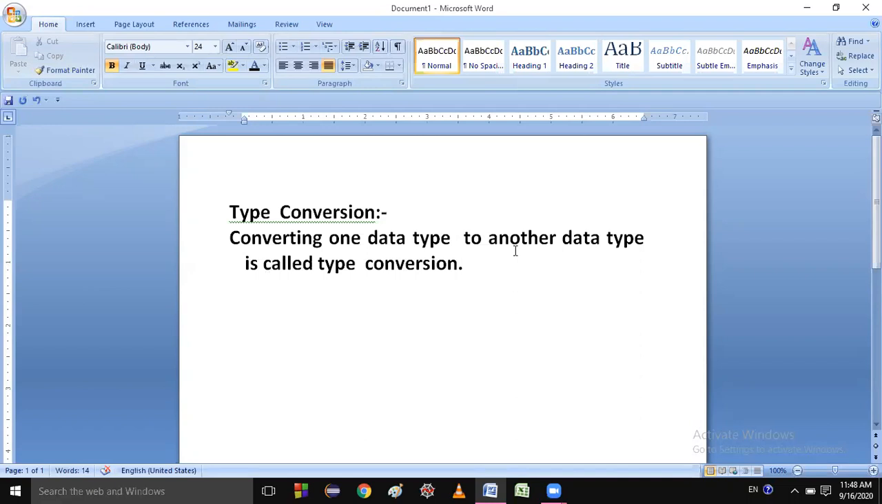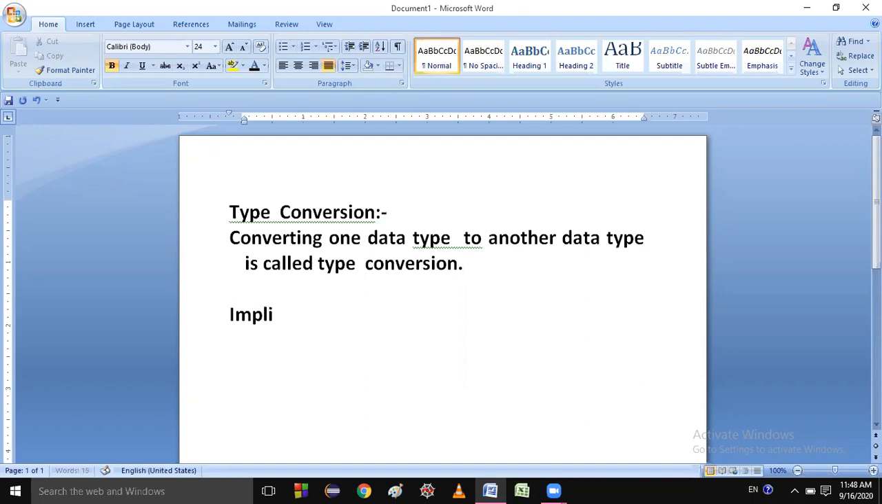So what I am saying, suppose I have a variable of int type, I want to convert it to float. I want to convert it to character. So this type of conversion is called type conversion. So how many types of type conversion are there in Java? Basically, type conversion depends on the size. That means you are converting from a small data type to a big data type, or from a big data type to a small data type. So depending on the size, the conversion is further categorized in two parts: implicit conversion and explicit conversion.